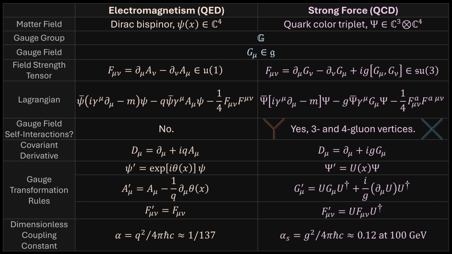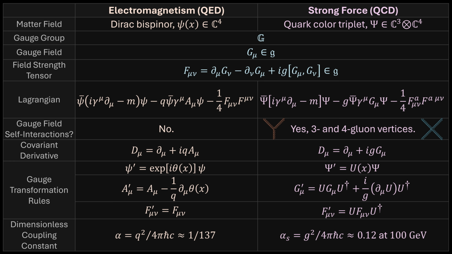And the same goes for the field strength tensor. For electromagnetism, the components of the field strength tensor live in the Lie algebra of U1, and for the strong force, the components live in SU3. And so once again, we find that in general, the components of the field strength tensor live in the Lie algebra of the gauge group.